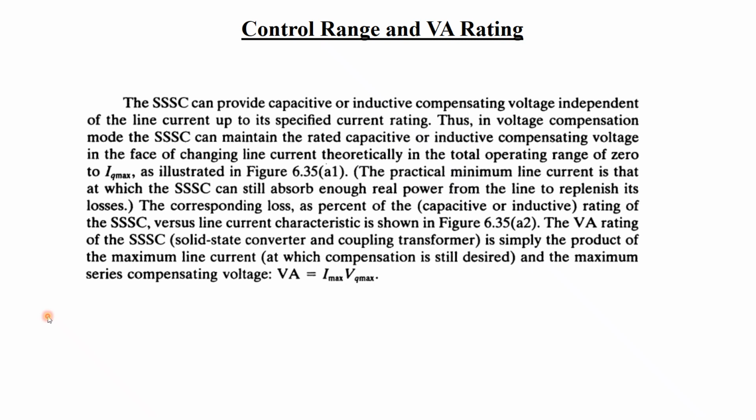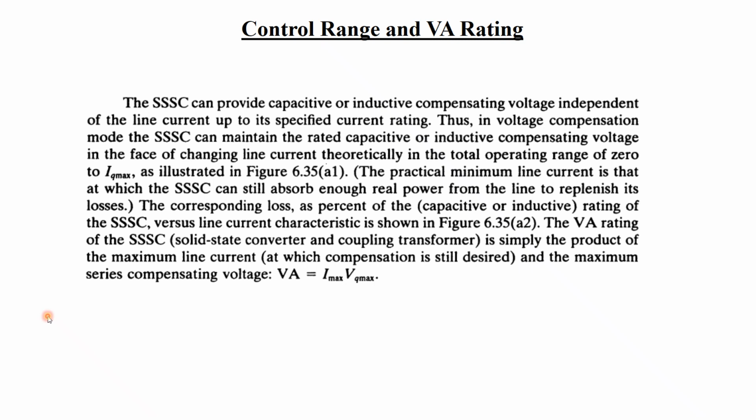So it can provide the compensating voltage of inductive and capacitive reactance. It can supply a capacitive voltage or an inductive voltage as per the requirement, but it is independent of the line current, up to its specified line current. So when the line current is within the specified current limit, then it can supply the capacitive voltage and inductive voltage independent of the current. But if the line current exceeds the specified current limit, then it won't satisfy the condition.